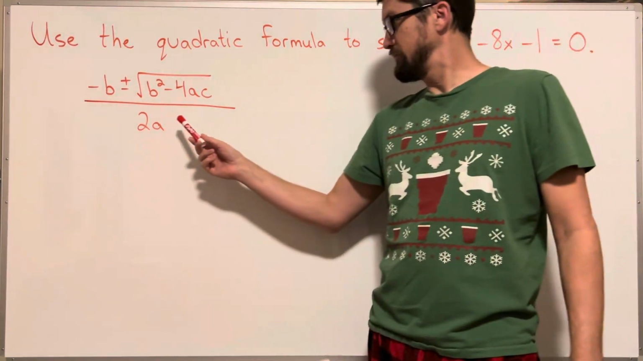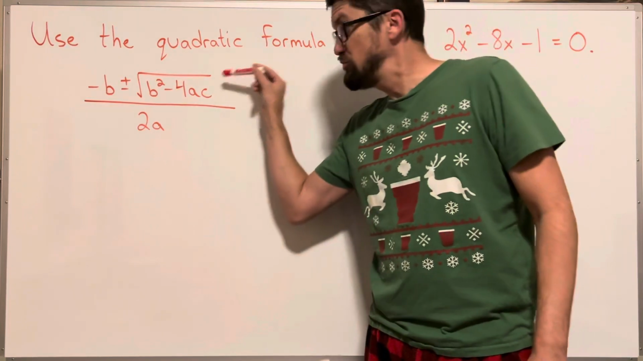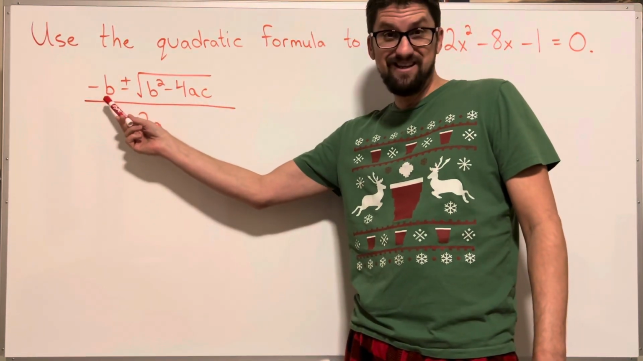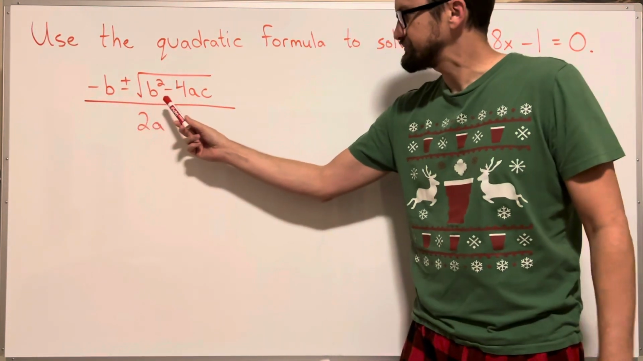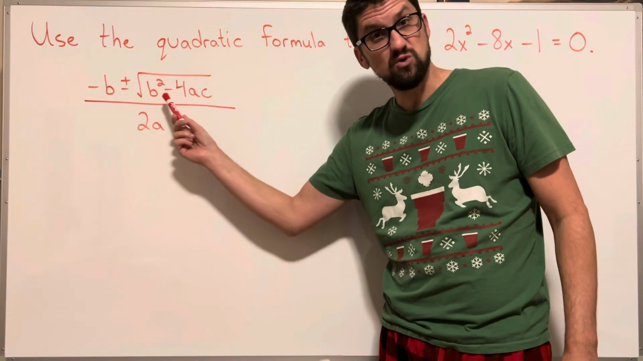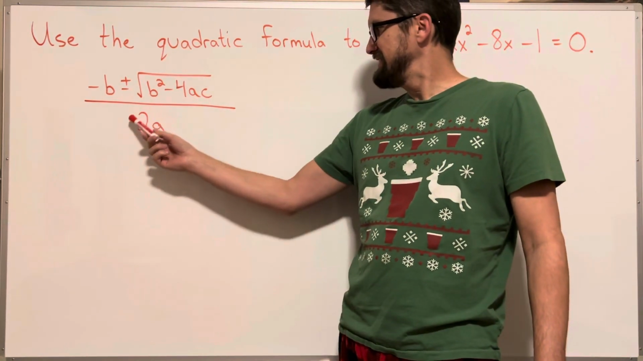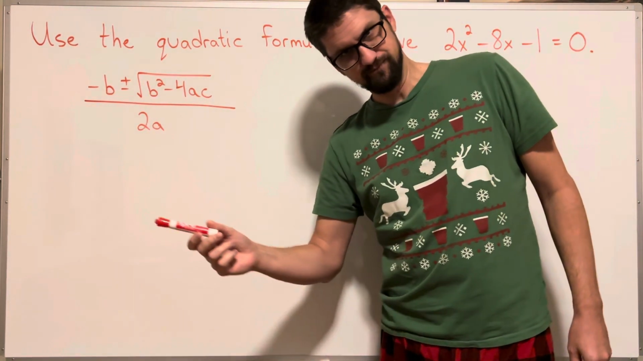Here's the quadratic formula. It's a big fraction bar. In the numerator, we have negative b plus or minus, and we have a square root. Inside the square root is b squared minus 4ac. And the denominator is just 2a.